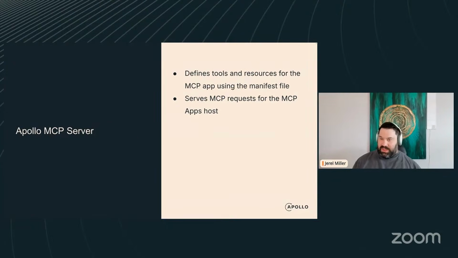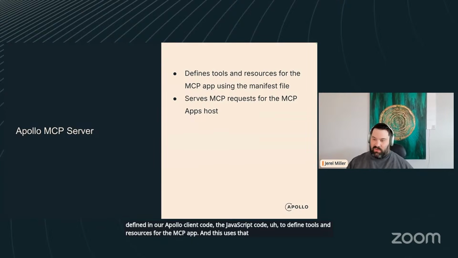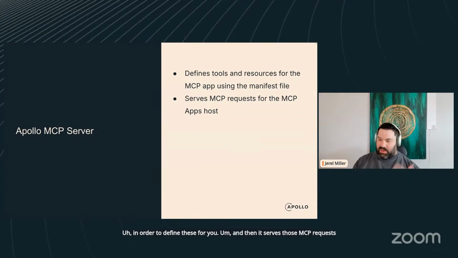On the Apollo MCP server, it's going to use the queries that we've defined in our Apollo client code, the JavaScript code, to define tools and resources for the MCP app. And this uses that manifest file that's output from the build step on the client side in order to define these for you. And then it serves those MCP requests for the MCP apps host.